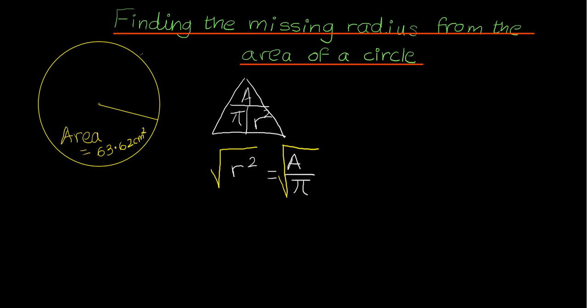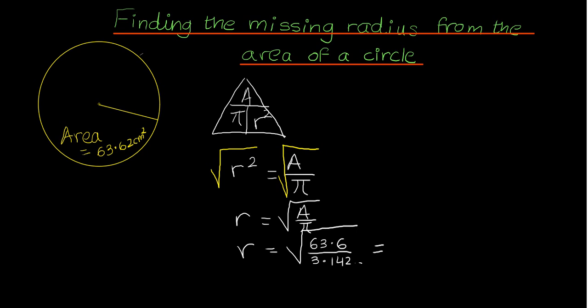So you're left with a situation where r is equal to the square root of A over pi, which is the same situation as last time, the square root of 63.6 over 3.142. We can carry on, which leaves us with a value of 4.5 centimeters.